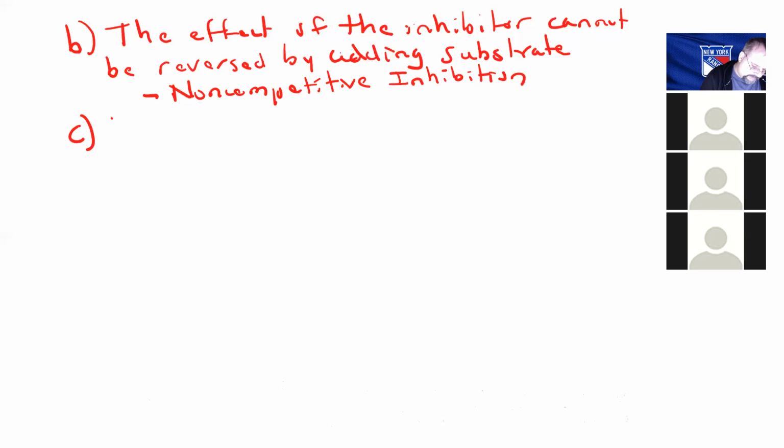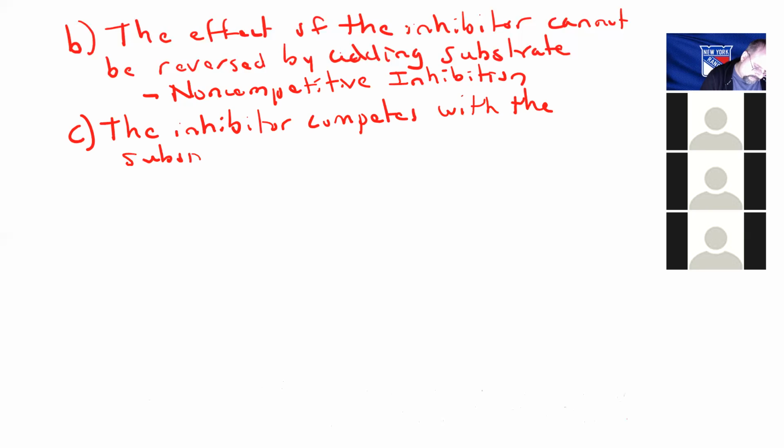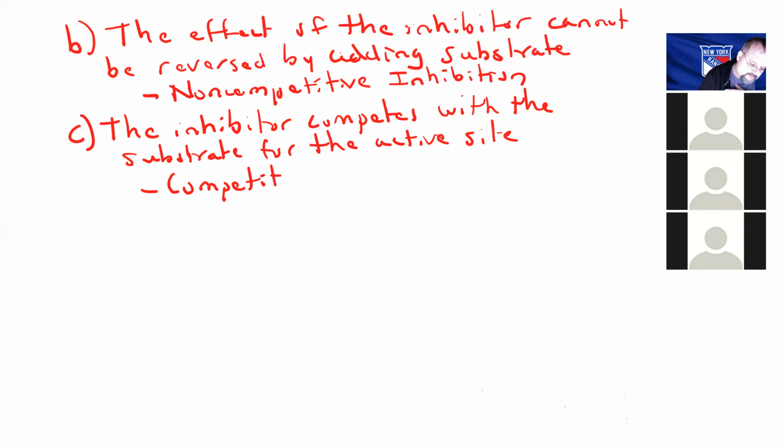Letter C. The inhibitor competes with the substrate for the active site. It's a race, it competes. And in order for them to compete with each other, their structures have to be similar. And therefore, this describes competitive inhibition.